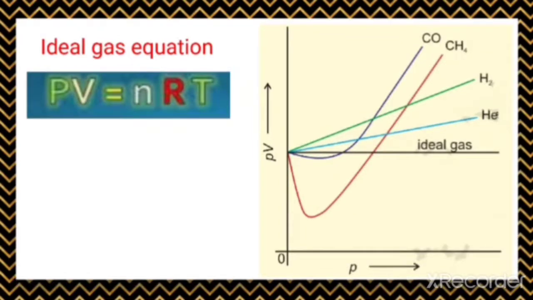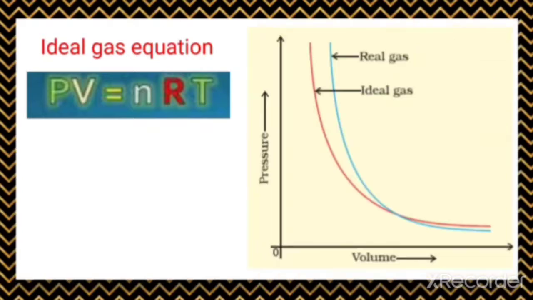From this plot, it is clear that real gases do not follow the ideal gas equation perfectly under all conditions. The deviation from ideal behavior is also explained when we draw a pressure versus volume plot. The pressure versus volume plot of experimental data for real gases and that theoretically calculated from Boyle's law, for an ideal gas, do not coincide. When you look here, these two do not coincide.